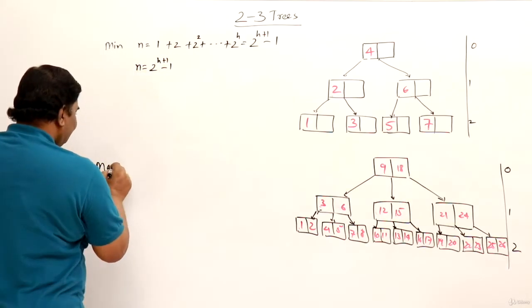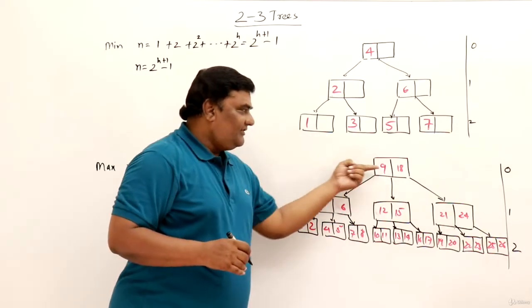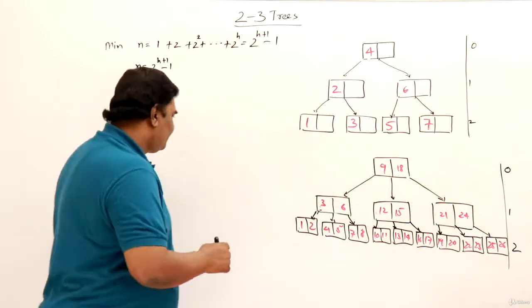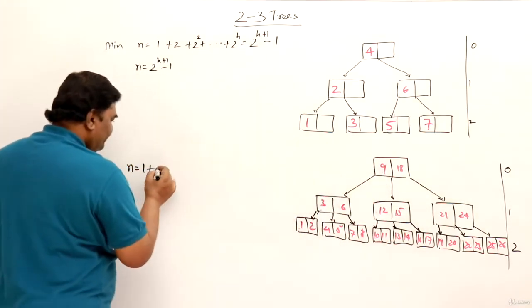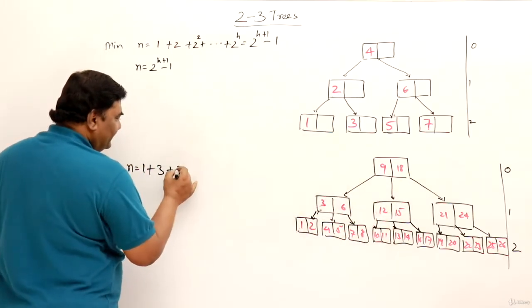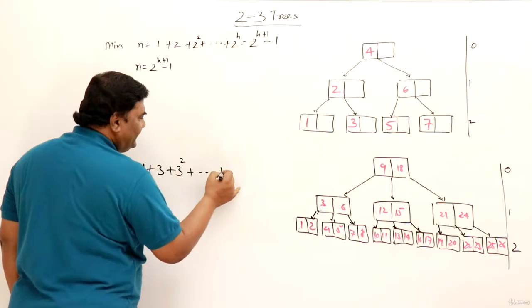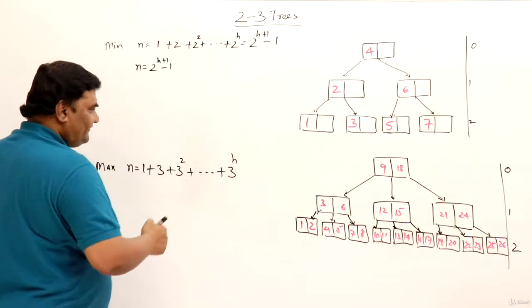Then let us check maximum number of nodes. Now in this example, first level, we say this as level. So level 1 node is there. Then in this level 3 nodes are there. Then in this level 3 square, 9 nodes are there. So 3 square. So up to any given height there will be 3 power h maximum number of nodes.